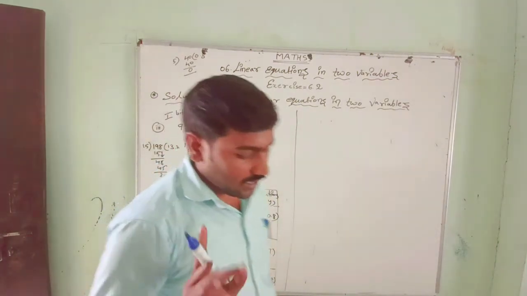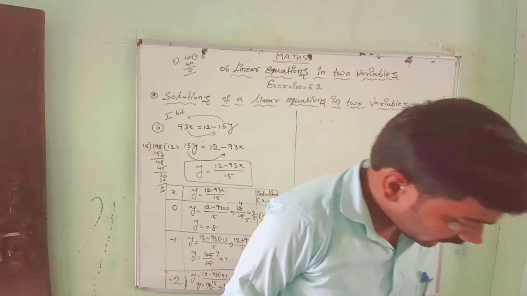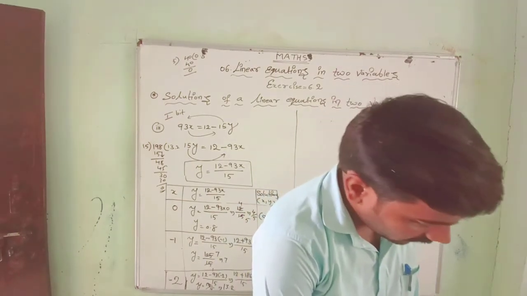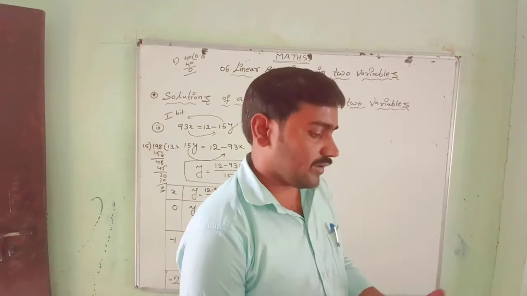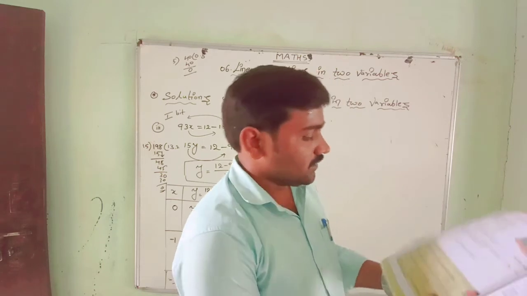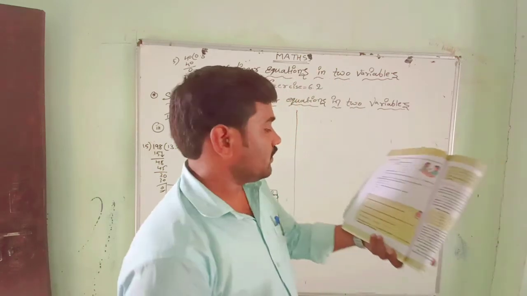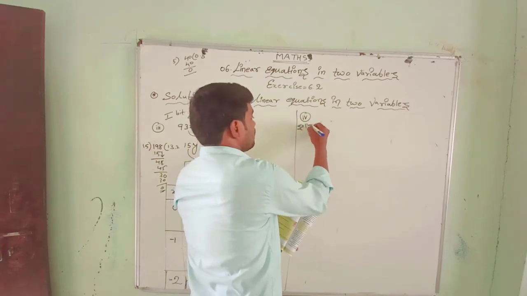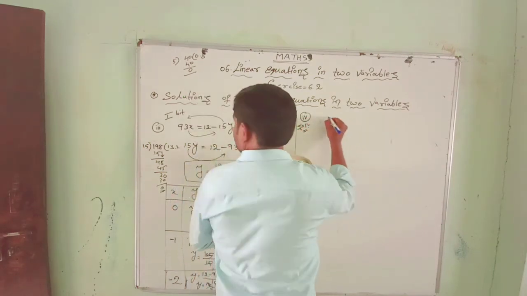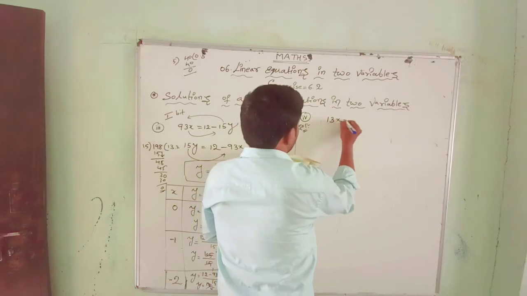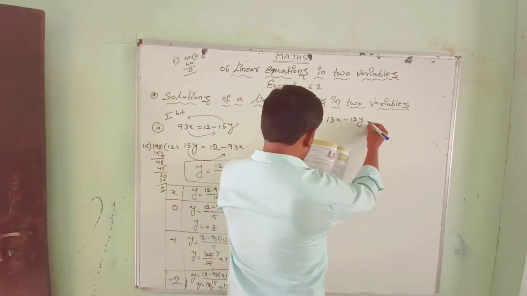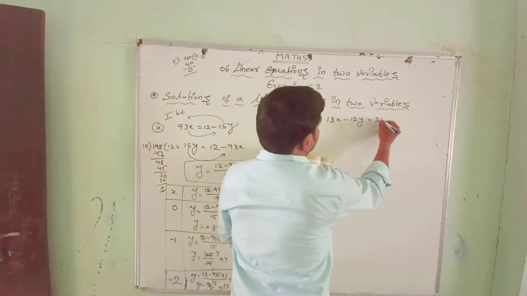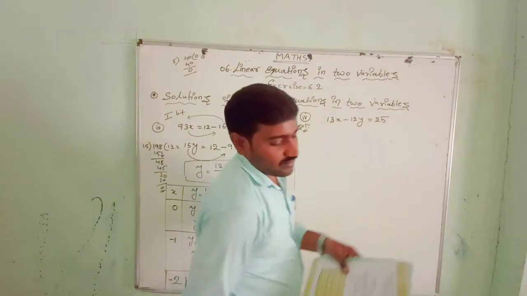Similarly, I'll do one more problem for you, any one problem, and we'll go through that. We go for the fourth question now. Let us see: 13x minus 12y equal to 25.